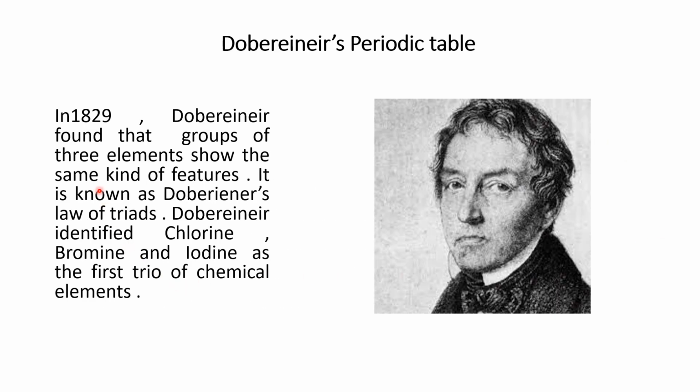After 40 years of Lavoisier, in 1829, Dobereiner found that groups of three elements show the same kind of features. It is known as Dobereiner's law of triads. Dobereiner identified chlorine, bromine and iodine as the first trio of chemical elements.